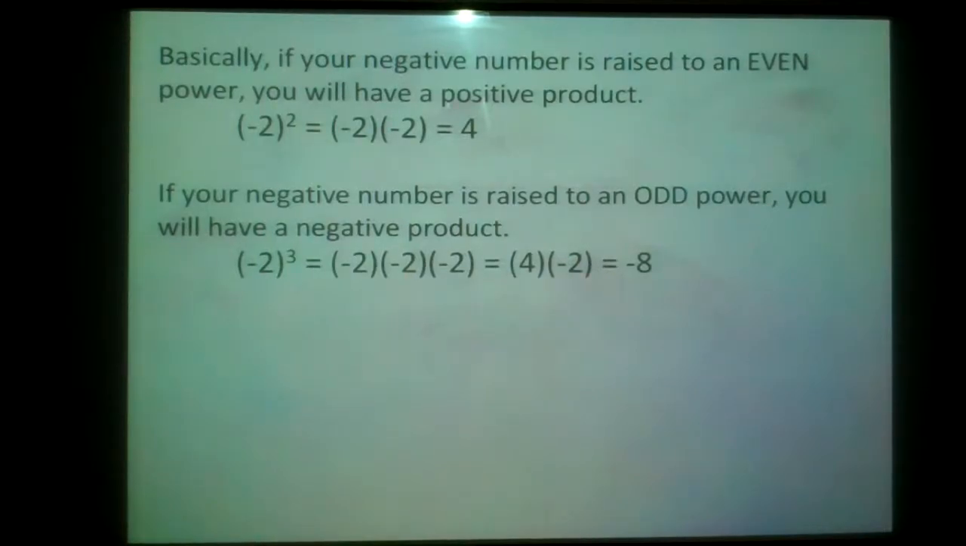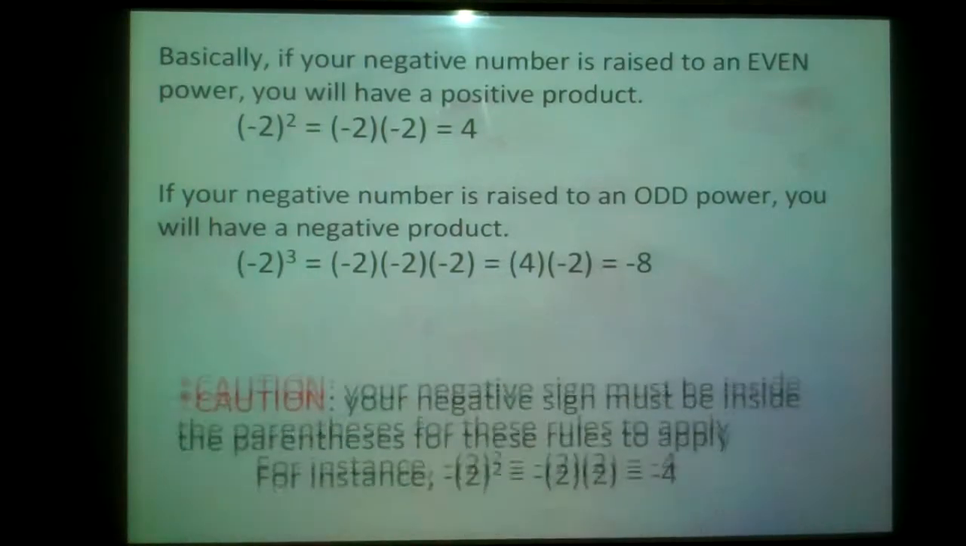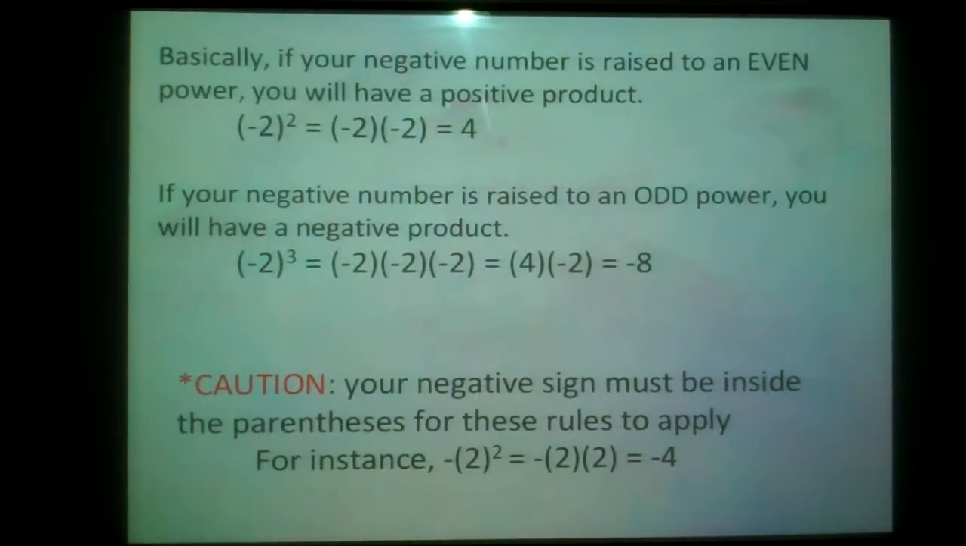So we could have negative 2 to the 4th power. That would be positive 16. If we had negative 2 to the 5th power, it would be negative 32. So even or odd powers will determine whether or not we'll get a positive or a negative product. And I throw up a little caution sign here, excuse me.